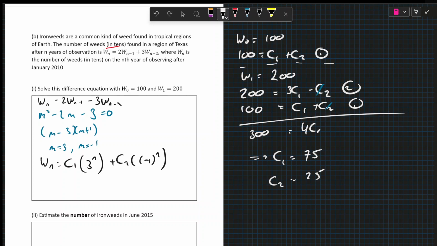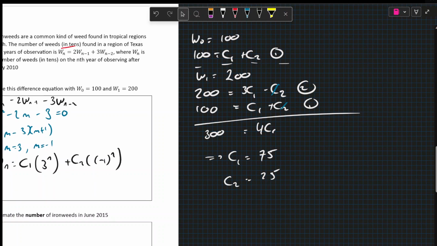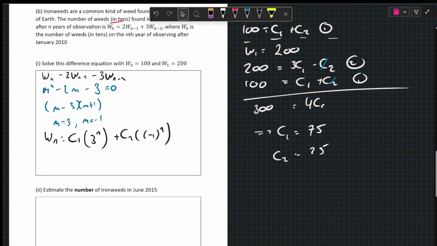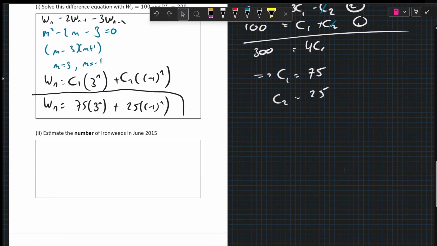It'll be 300. 3C1 is 225, minus that is 200, 75. Yeah, no, that works. So we can write that Wn is 75 times 3 to the n plus 25 times negative 1 to the n. And that is our solved difference equation. Put a nicer box around it. There we go.